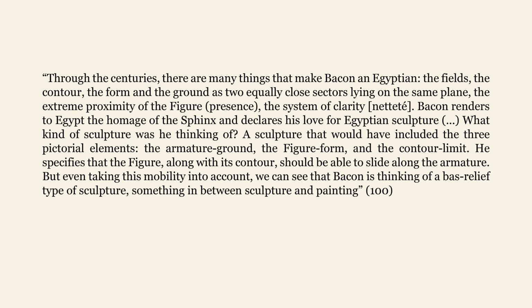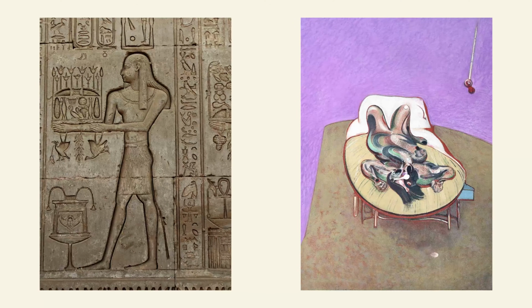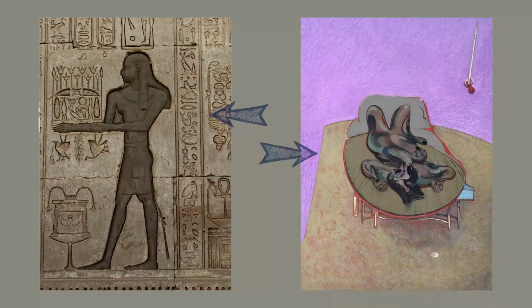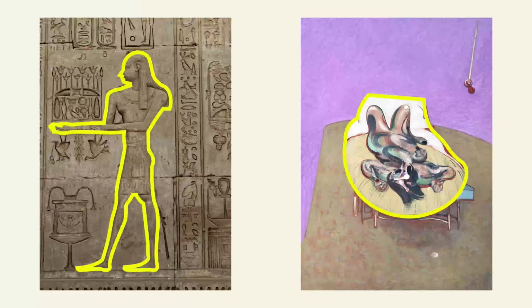What kind of sculpture was he thinking of? A sculpture that would have included the 3 pictorial elements: the armature ground, the figure form, and the contour limit. He specifies that this figure, along with its contour, should be able to slide along the armature. But even taking this mobility into account, we can see that Bacon is thinking of a bas-relief type of sculpture, something in between sculpture and painting. So this newfound third dimension of the painting is the occasion for Deleuze to define painting in terms of the three distinct variables that he just mentioned: the armature ground, the figure form, and the contour limit.